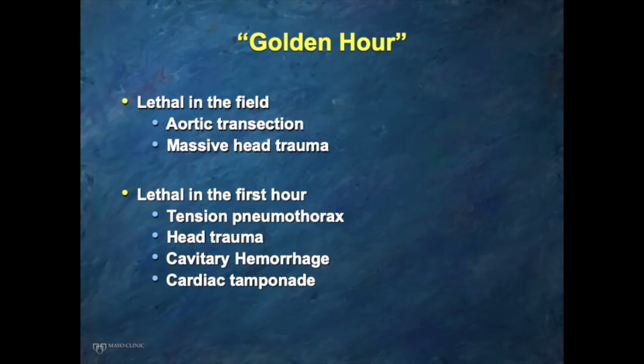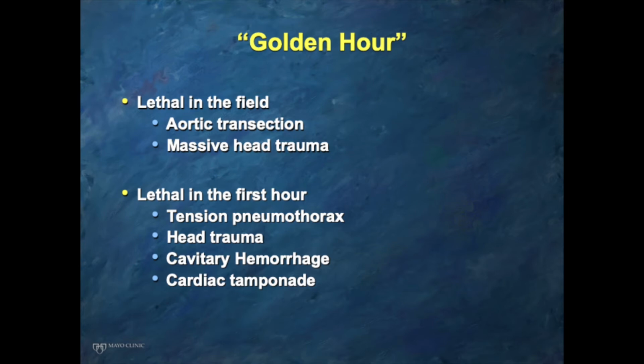So one of the key things to remember is the idea of the golden hour in trauma. There are certain injuries that take a patient's life at the scene, such as aortic transection or massive head trauma. But then there's a subset of injuries that, give or take a little bit, for about an hour, a patient can potentially survive. But it's really critical for the first responders or the initial physician evaluation that they identify those quickly and act on them, otherwise they can be lethal.